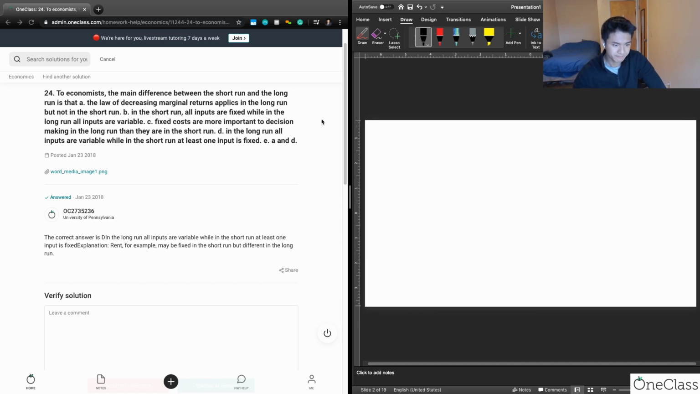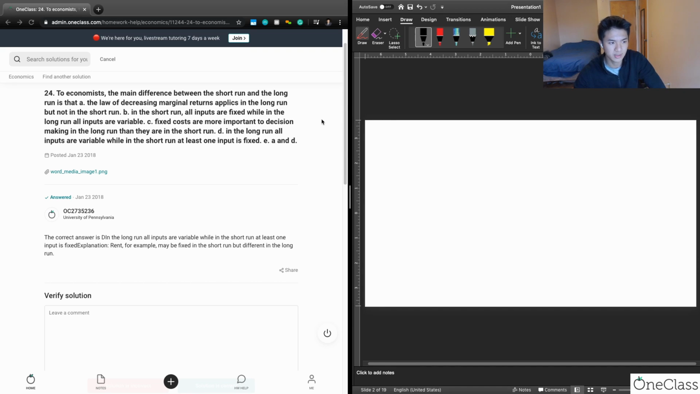So basically, whenever we talk about short run and long run in an economics course, we're going to be referring to the idea of fixed versus variable inputs, right? And so in a short run, what we assume to be true is that there are certain things that you can't change. There are certain fixed costs that you're not able to vary.